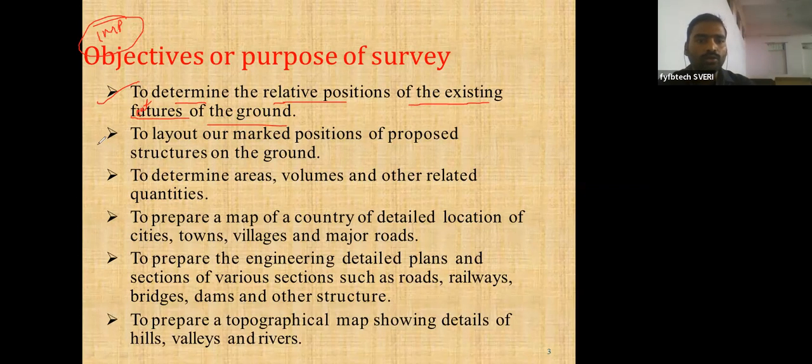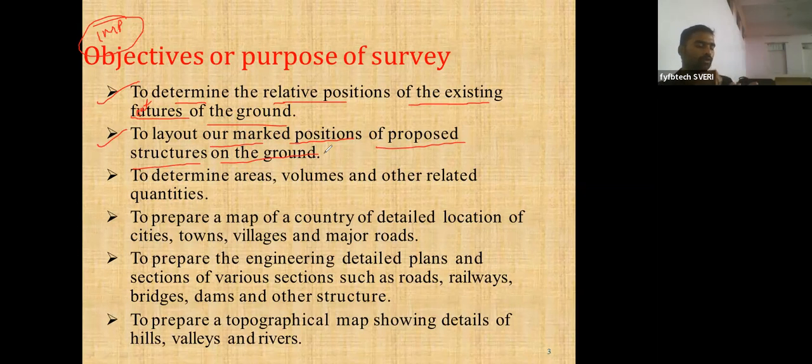Then, to lay out or mark the positions of the proposed structures on the ground. If you want to construct a house, you have to do the layout first. So for that layout, you first have to mark the positions proposed for the structures.